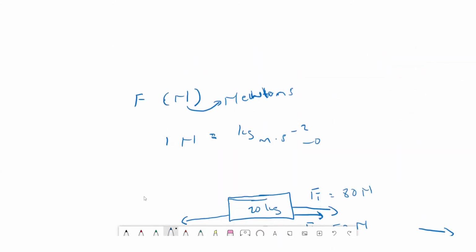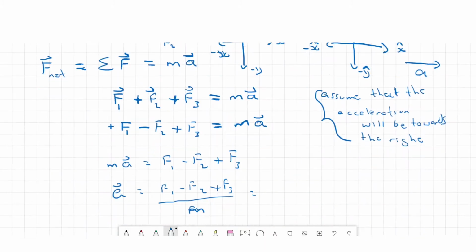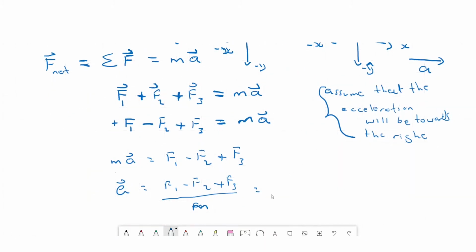We said F1 is 80, F2 is 100, F3 is 50. So whenever you see F1, you put 80. Whenever you see F2, you put 100. Whenever you see F3, you put 50. Now the minus signs are coming from the step that you did here. And then everything else is going to be divided by 20.